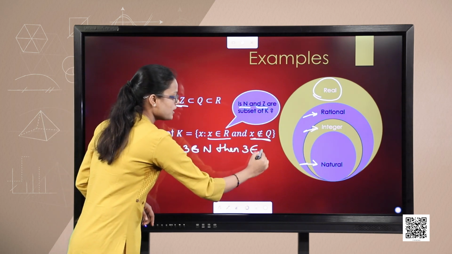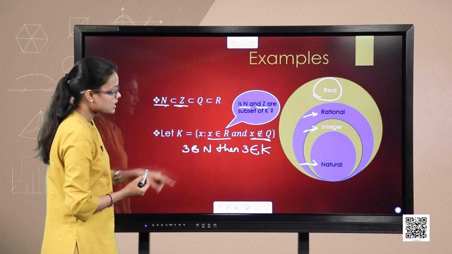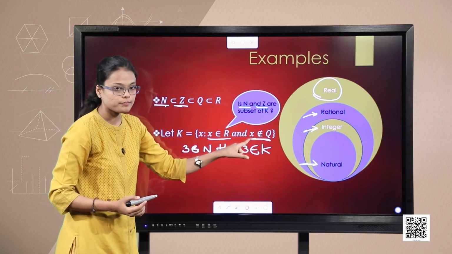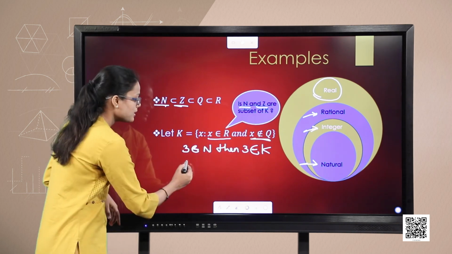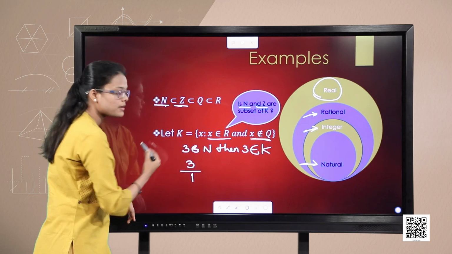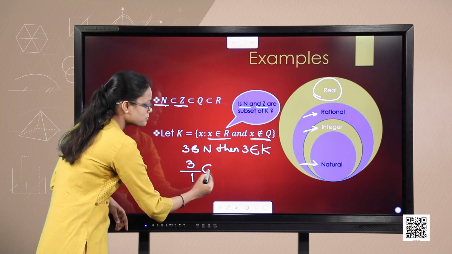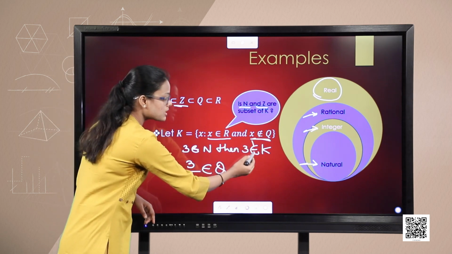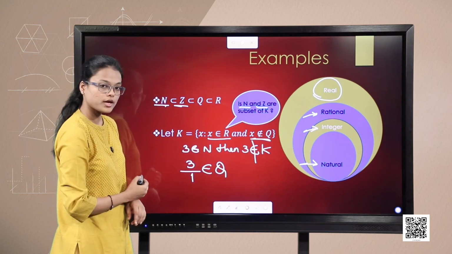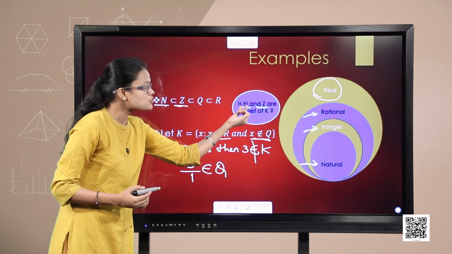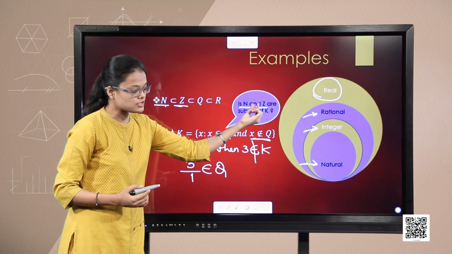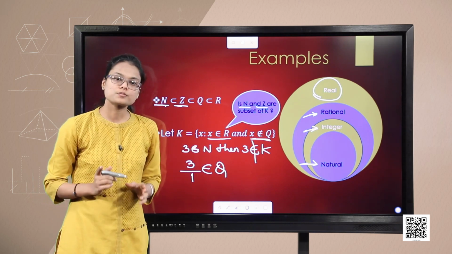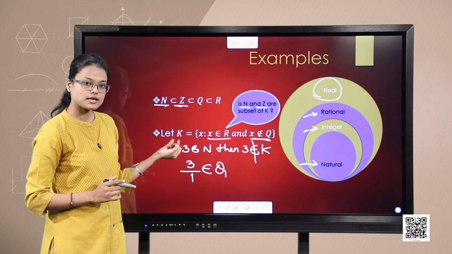3 also belongs to K, which implies 3 is a real number, but 3 is not a rational number. But we know that 3 can be written in p by q form. So, this implies it belongs to the rationals. Okay? So, this states that 3 does not belong to K. And it states that the set of naturals as well as the set of integers is not a subset of the set K.